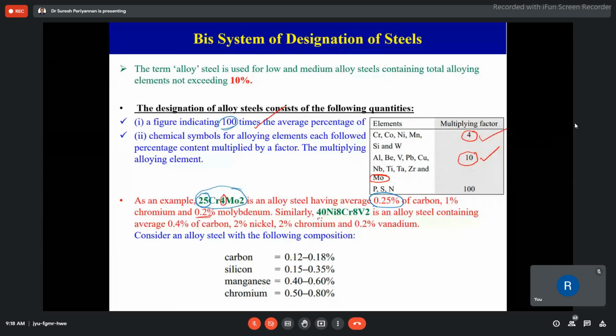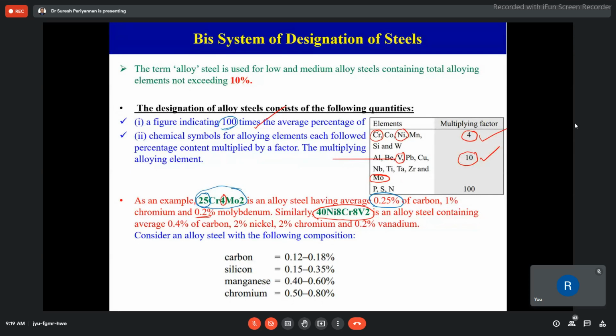Similarly, see this one: 0.4% carbon. Where is nickel in the table? Here. Ni8 is given, divided by 4, gives 2% nickel. Where is Cr sitting? Cr is sitting here in the table. Cr8 divided by 4 gives 2% chromium. Vanadium is sitting here, divided by 10, so 0.2% vanadium. That is the way we have to understand it.